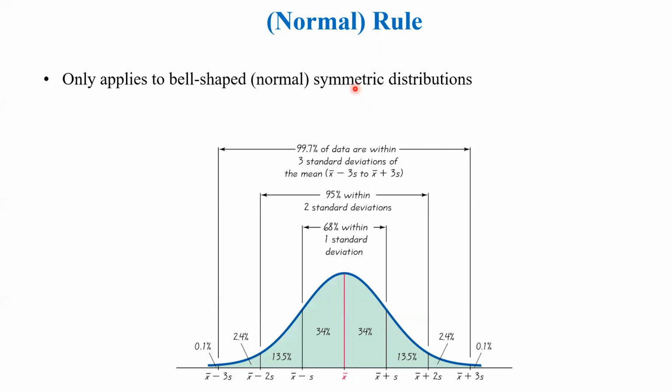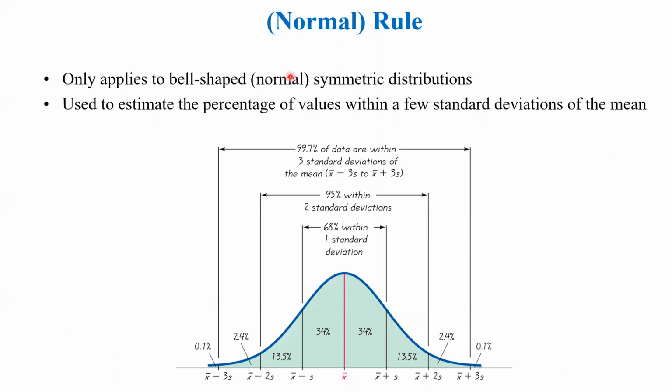It is used to estimate the percentage of values within a few standard deviations of the mean. So you can estimate the number of values, because it's just the area under the curve. Okay, so that is the normal rule of standard deviation within the context of a normal distribution.